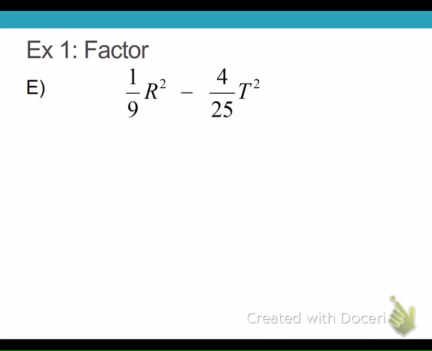Just check out the numerator and the denominator separately. 1 is a perfect square, 9 is a perfect square, 4 is a perfect square, 25 is a perfect square, r squared is, t squared is. So how would you break up the 1/9? 1/3 and 1/3, and then you just tack on the r because it's r squared, okay? What about the 4/25ths? 2/5, good, and then just keep the t with it.